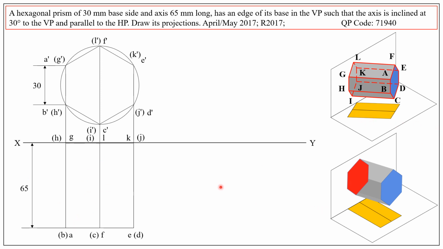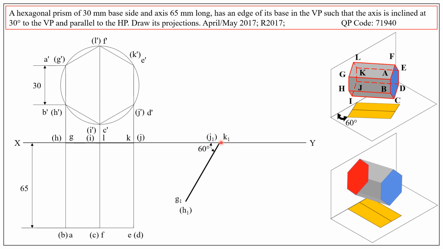For that, what we need to do is fix on the XY line point KJ at any convenient position, and through that point draw a 60-degree line. So this is point JK. Through that point we have drawn a 60-degree line. Why a 60-degree line? Because the axis is inclined at 30 degrees to the VP. So when the axis is at 30 degrees, obviously by simple mathematics, this edge is at 60 degrees. Therefore, it is 60 degrees.